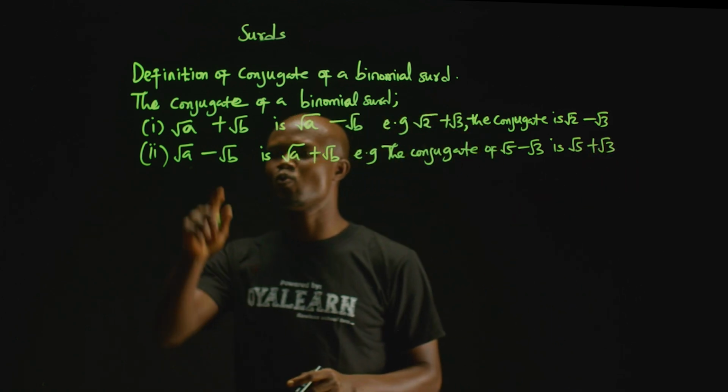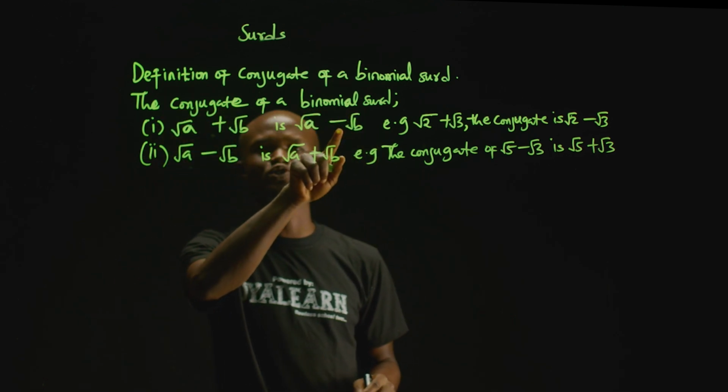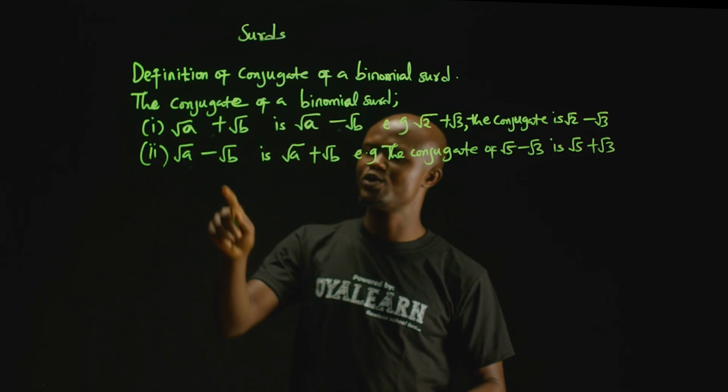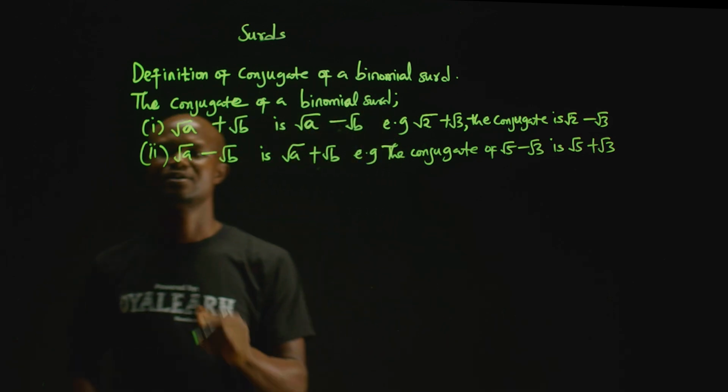The principle is that once the first one is plus, then the conjugate of that plus one will be minus. When you have minus, the conjugate of minus will be plus.